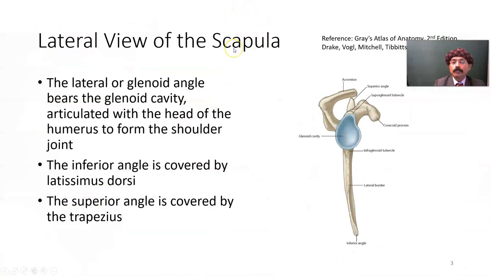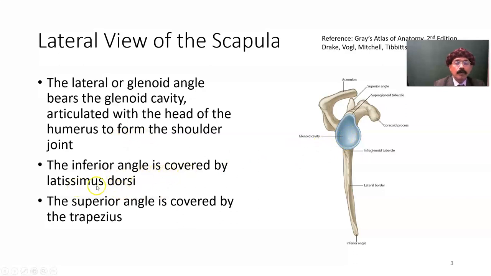In the lateral view of the scapula, the lateral or glenoid angle bears the glenoid cavity. The glenoid cavity is a shallow cavity, so it is deepened by the glenoidal labrum at the periphery so that it can hold the head of the humerus nicely. The lateral or glenoid angle bears the glenoid cavity, which articulates with the head of the humerus to form the shoulder joint, a ball and socket type of synovial joint.